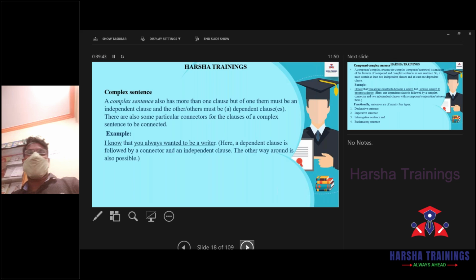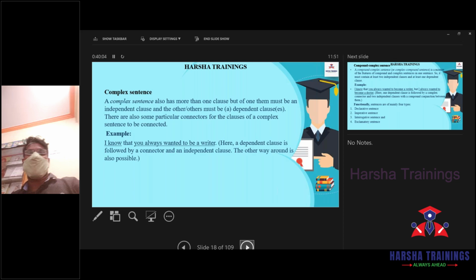Coming to complex sentence, there must be more than one clause, but one of them must be independent and the other should be dependent. That is a complex sentence. One should be independent, the other clause should be dependent.